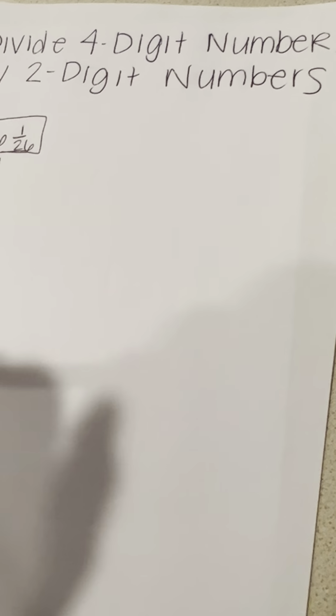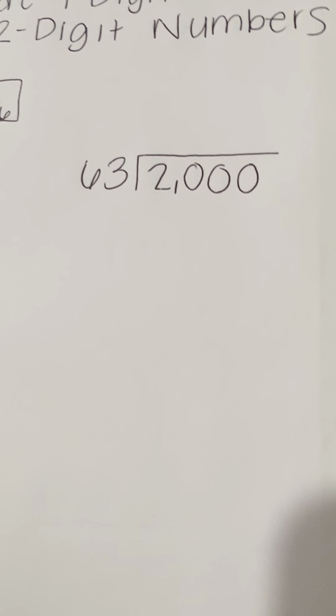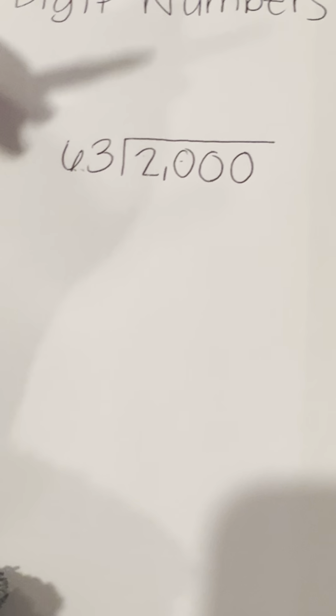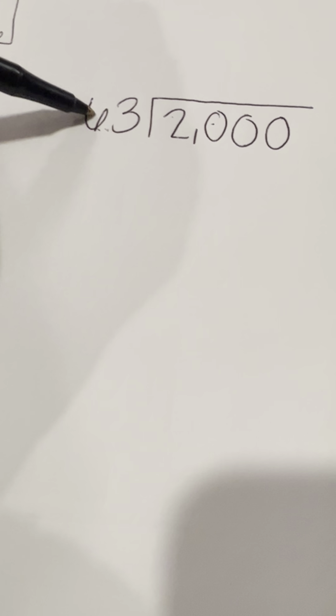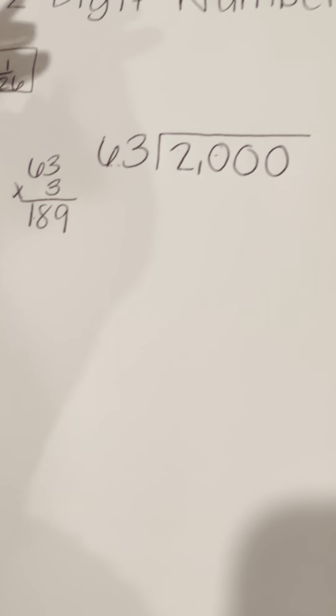I'm going to do another one. Let's do, I don't know, like 63 into, I'm just going to do 2,000. Okay. Everyone better be focused. Okay. So 63 doesn't go into 2. It doesn't go into 20. It goes into 200. So in my mind, I would say, okay, 63 is like 6. How many times would 6 go into 20? And I would say 3 times. So on the side, I'm just going to do 63 times 3. And I get 189. I know 189 is so close to 200, so it's got to be that.